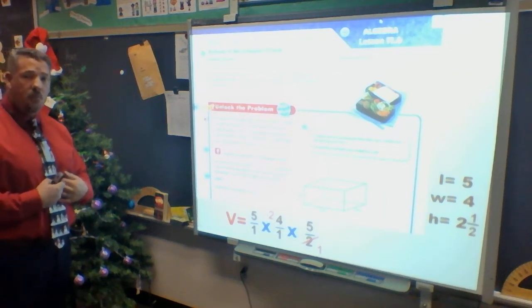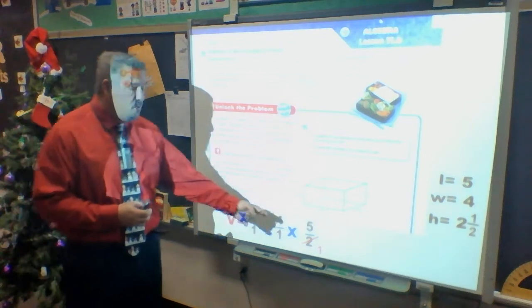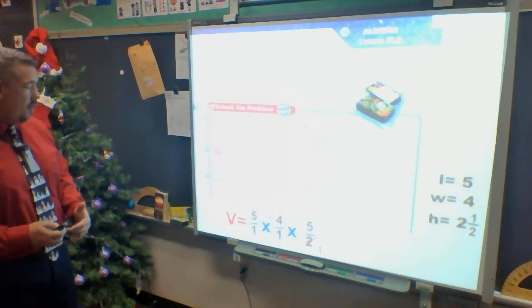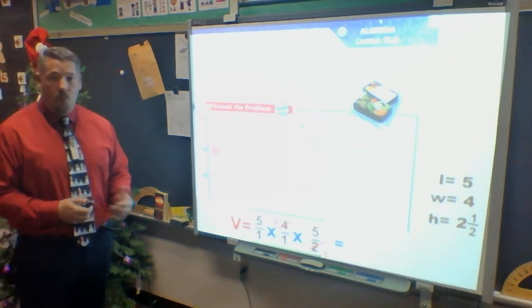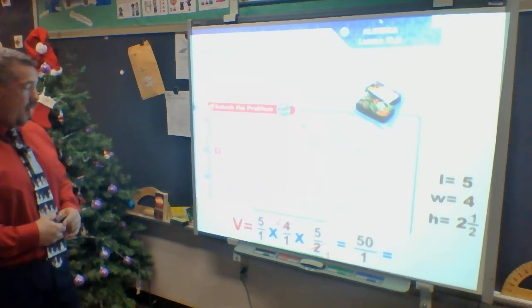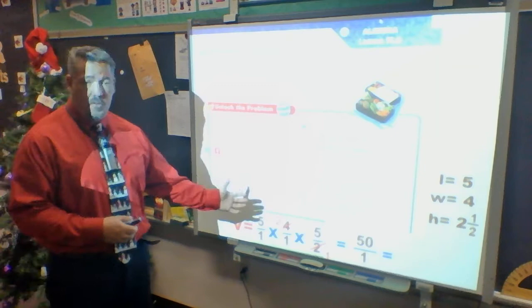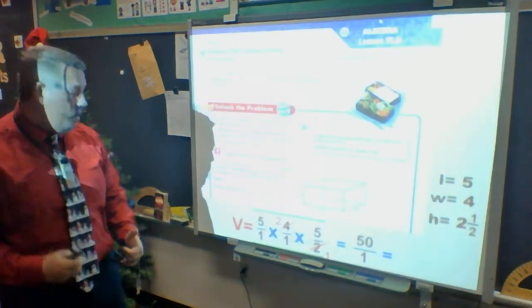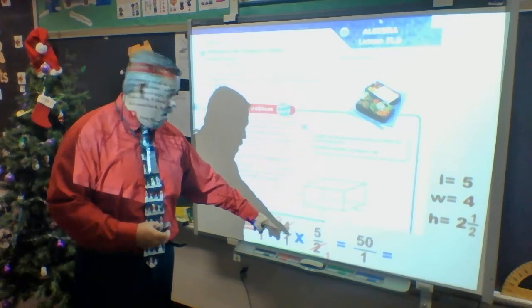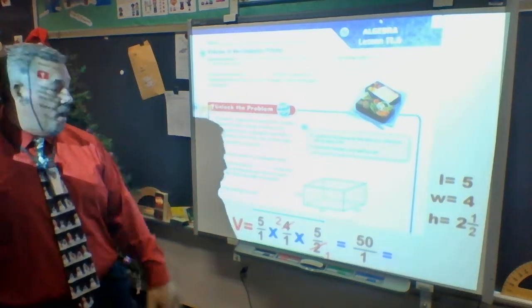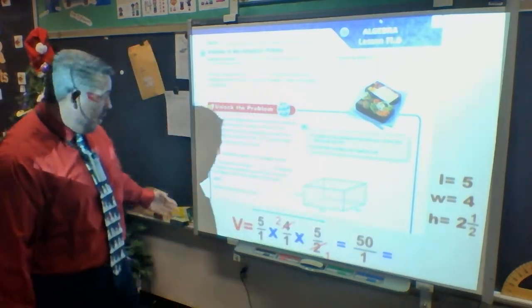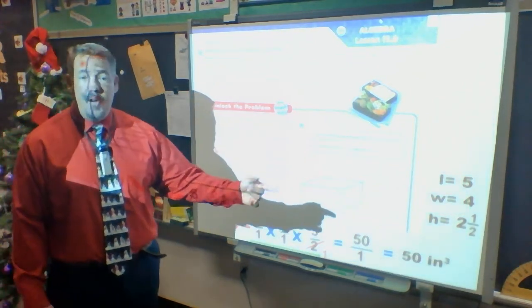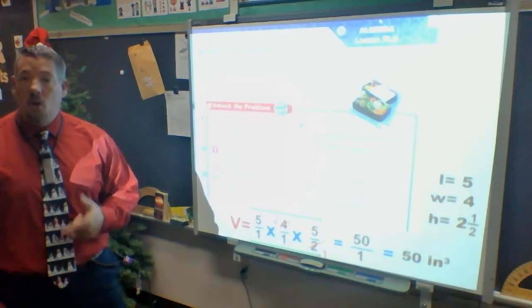I'm going to cross reduce when I do my math because 2 goes into 2 one time and 2 goes into that numerator of 4 2 times, and then that would leave me with multiplying across to get my final answer. 5 times 2 times 5, well 5 times 5, associative property, any order I want to do them in, is 25, and 2 times 25 gives me 50. My denominators of 1 times 1 times 1 just makes it equal to 50, and then my labels are cubic inches.